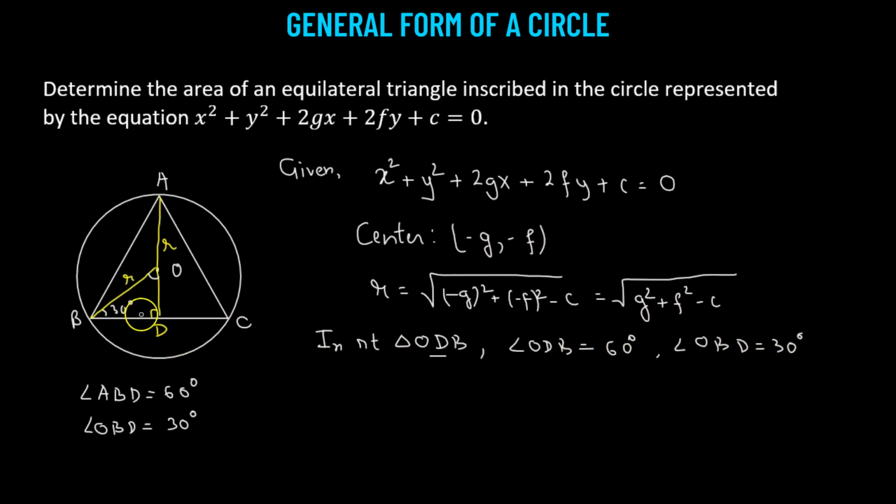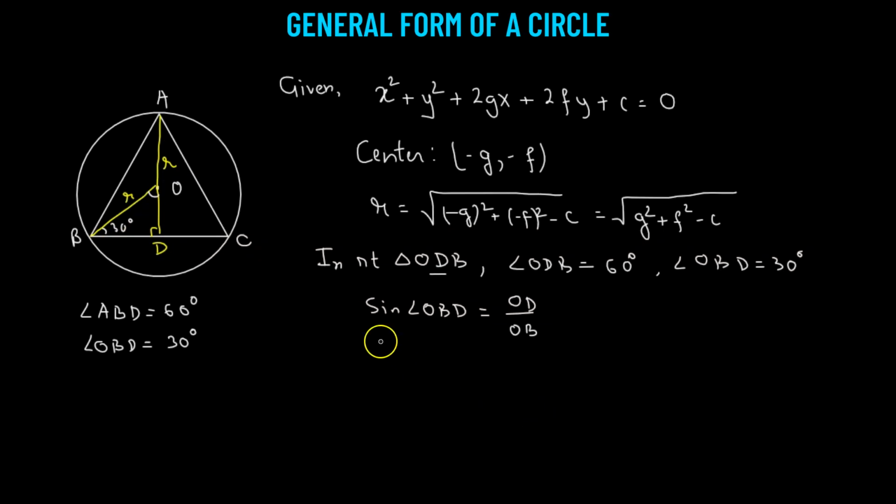Now, we want to find the value of OD. So let's use angle B. If we take the sine of angle OBD in triangle ODB, then the sine of that angle, 30 degrees, is defined as the length OD over the hypotenuse, which is OB. So we have sine 30 degrees equals OD, the length that we need, divided by the hypotenuse, which is r. OD will be equal to r times sine 30 degrees. And what's the value of sine 30 degrees? That's half. So OD is going to be r over 2.